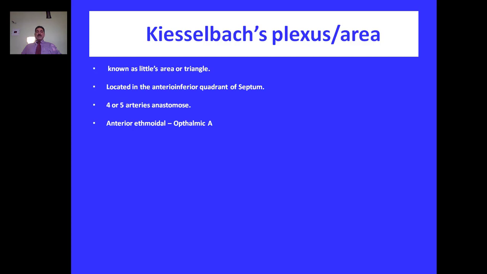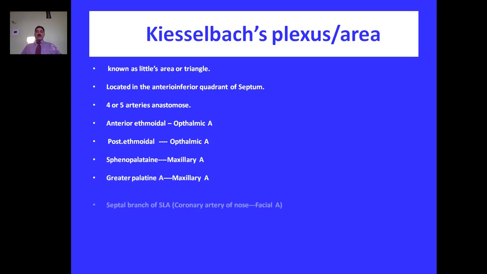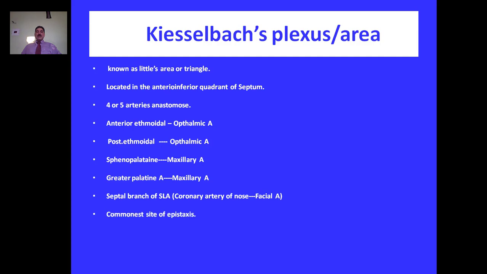Anterior ethmoidal artery branches from the ophthalmic artery. Posterior ethmoidal artery is also branched from the ophthalmic artery. Sphenopalatine is branched from the maxillary artery. Greater palatine branches from the maxillary artery. Then the septal branch of the superior labial artery, which is also called the coronary artery of the nose. Kiesselbach's plexus is the commonest site of epistaxis.